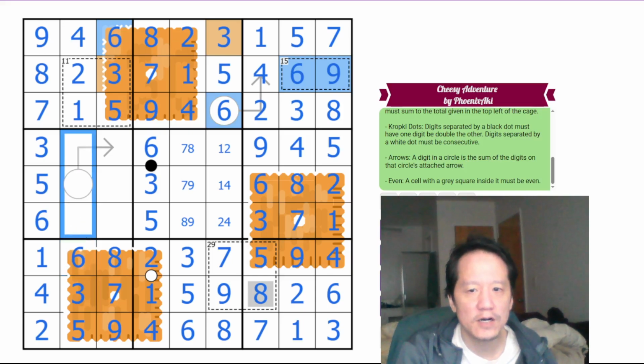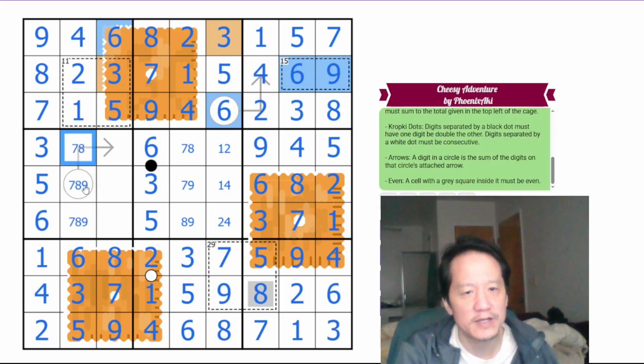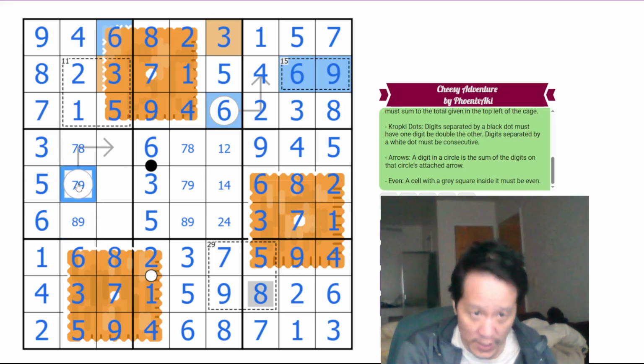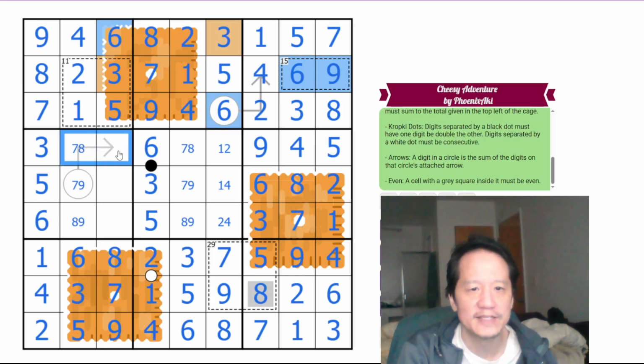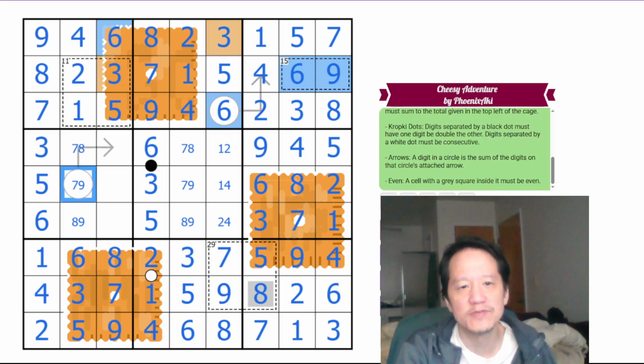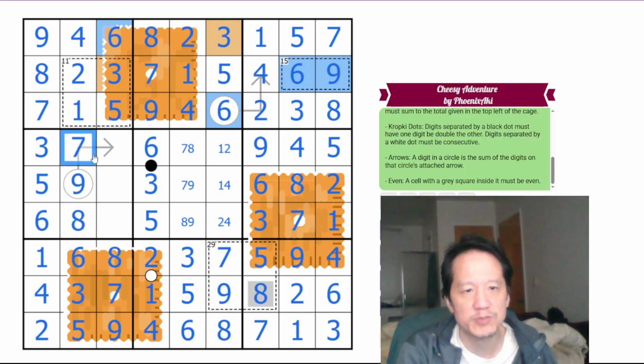Remaining digits in column 2 are 7, 8, and 9 also. So this can't be 9, this can't be 8, and this can't be 7. But if this were a 7, well, there would be no possibility for these two digits on the arrow to add up to 7, because this is at least 7 here, and this is at least 1, so that adds up to at least 8. So this can't be 7, this must be 9, which makes this an 8, which makes that a 7. That makes this an 8.